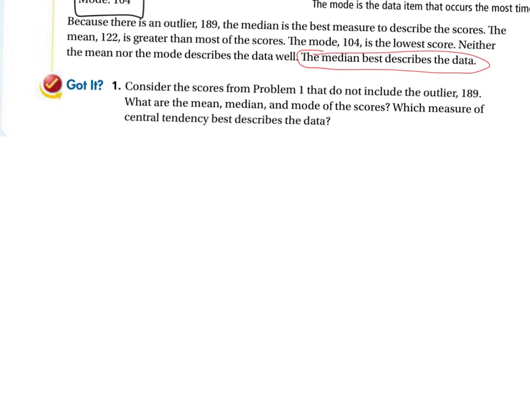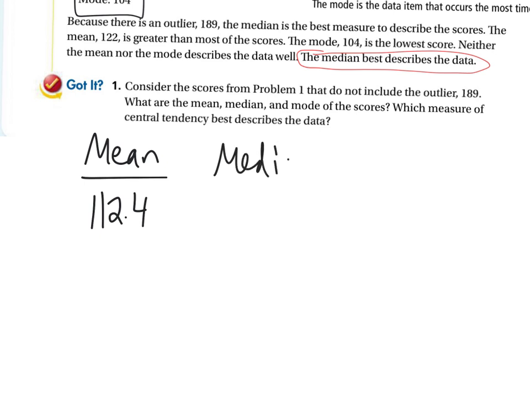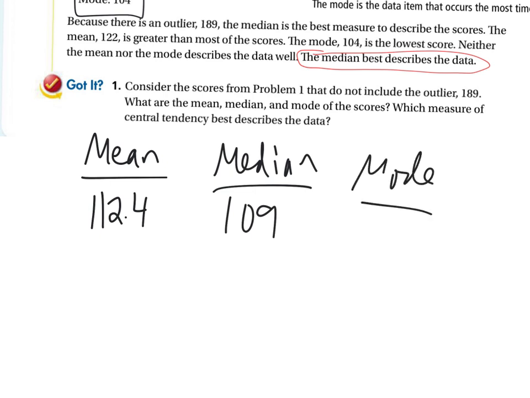If we look at the Got It 1, it says consider the scores from problem 1 that do not include the outlier. What are the mean, median, and mode of these scores? So if we took out the outlier, if we took out the 189, the mean would be 112.4. The median would be 109. And the mode would still be 104.